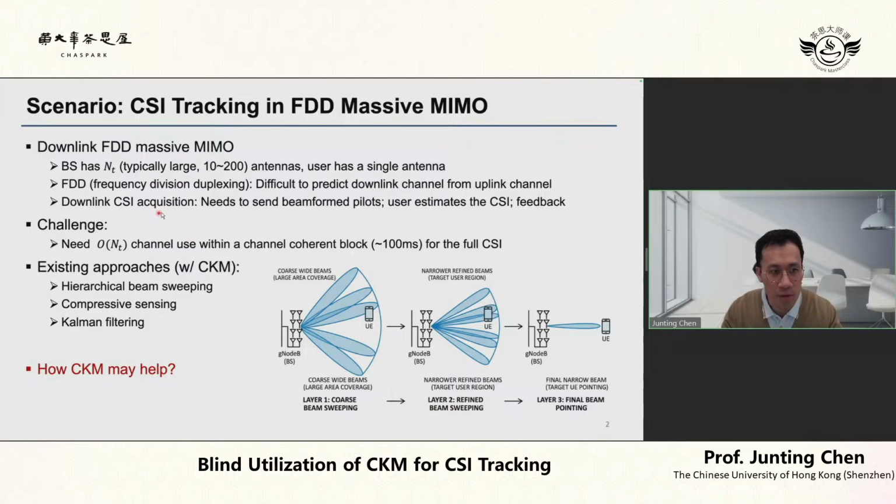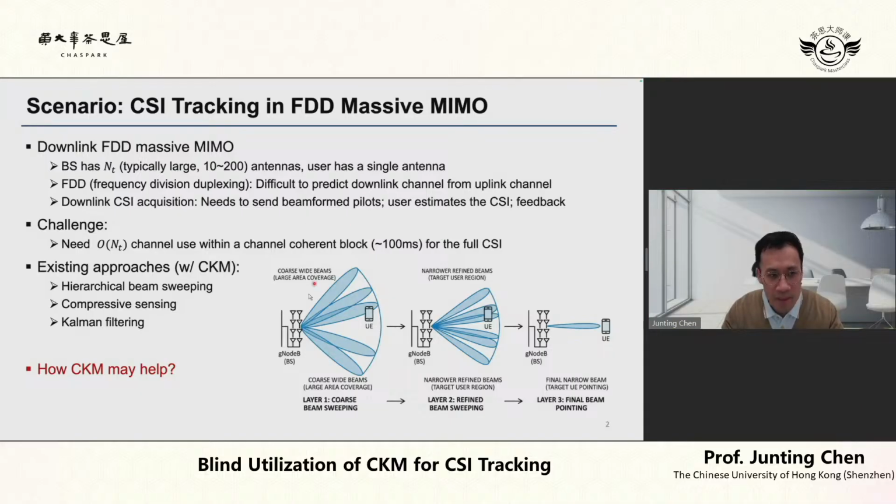In particular, we focus on the massive MIMO scenario where a base station has NT antennas, where NT is typically large, say 10 to maybe 200, or even a few hundred. For the sake of simplicity, we simply assume that the user has a single antenna. The scenario where the user has multiple antennas shares the same methodology we discuss today, although it is more complicated.